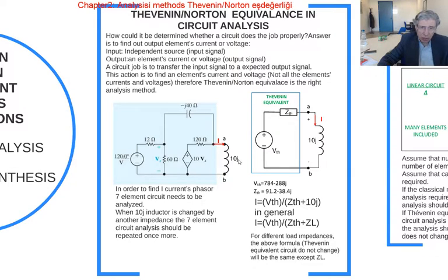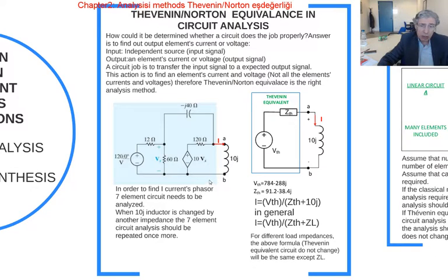When the 10J inductor impedance is changed by another impedance, the 7 element circuit analysis should be repeated once more. So when you change this impedance to a different impedance of an inductor, or you can change it to a capacitor or a resistor, whatever it is, when you change this load, you're going to repeat what you have done for the 7 element analysis. You've got to repeat it once more for this new load.